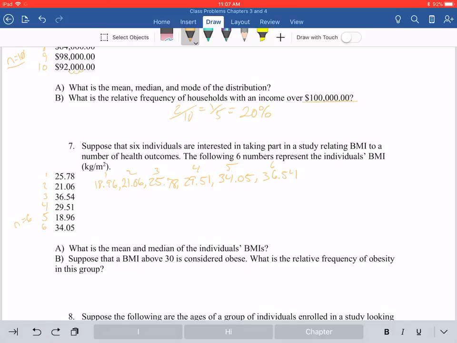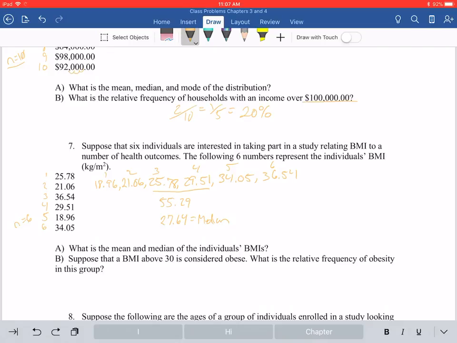Perfect. So our median value, since we have an even number, is going to be your n plus 1 divided by 2. So you're going to take your 6 plus 1, 7 divided by 2 is 3.5. So our middle value, our median, is going to be between these two values. So you add them up. If you add these values up, you're going to get 55.29 divided by 2. Your median is going to be 27.64. Median.